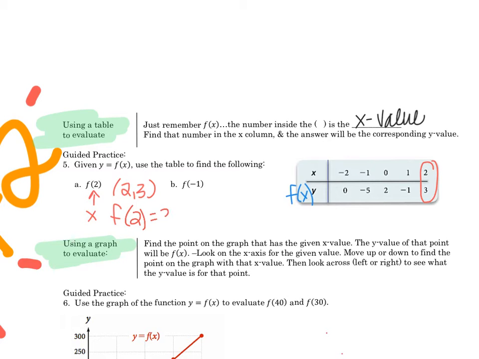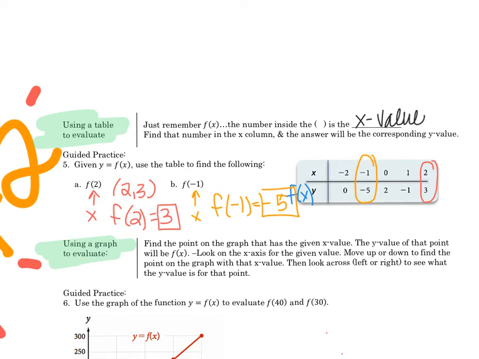So f of 2 is 3. Okay, so we're going to do the same thing with -1. We know our x value is -1, which means our y value is -5. So straightforward, we just look at the table and match up our values.